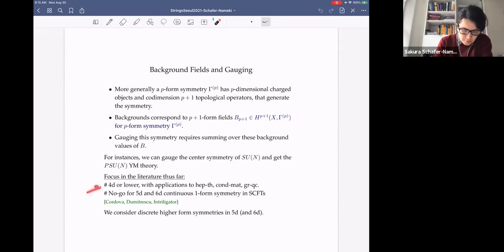So a lot of the literature has focused on 4D and also lower dimensions. There's a lot of activity in condensed matter related to these symmetries. And in 5D and 6D, this series of papers by Córdova, Dumitrescu, and Intriligator said there cannot be continuous one-form symmetries in an SCFT in 5D or 6D. So if you assume you have a current, you can study from just a conformal field theory point of view whether there can be such symmetries, and they have a no-go theorem there. But here the point is that most of the symmetries we'll be looking at are actually discrete. So in 5D, we'll see these are all similar to the center symmetries in four dimensions.